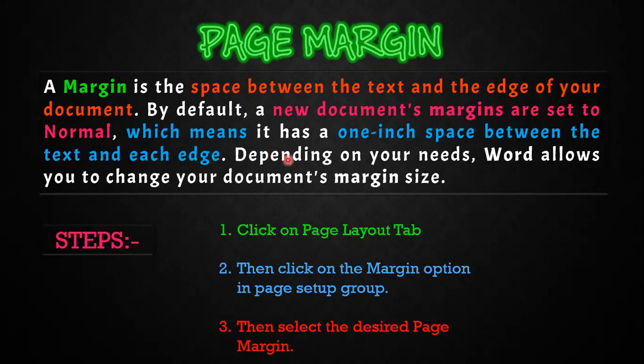Depending on your needs, Word allows you to change your document's margin size. The steps for changing the margin size are: click on the page layout tab, then click on the margin option in the page setup group, then select the desired page margin. Let's see these steps again.